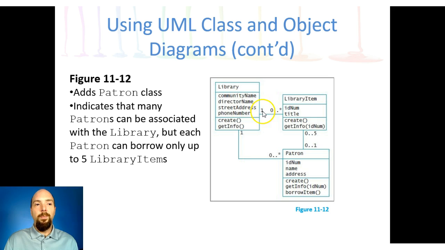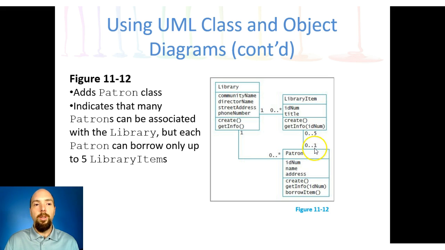So our range is this one library could possibly have anywhere from 0 to an infinite number of items. It's possible for this one library to have anywhere from 0 to many patrons, but we're going to say that each patron is only allowed to check out at most 5 items.